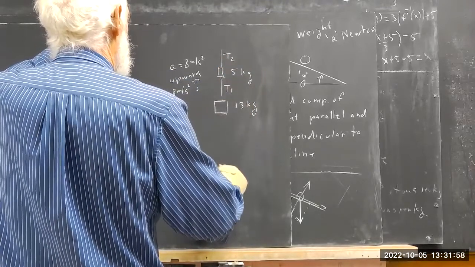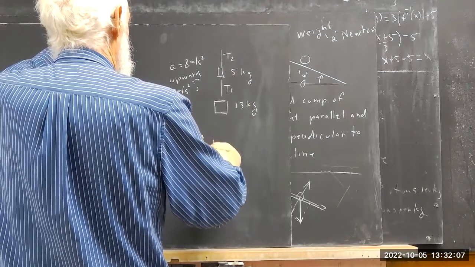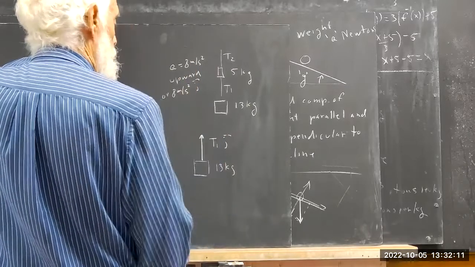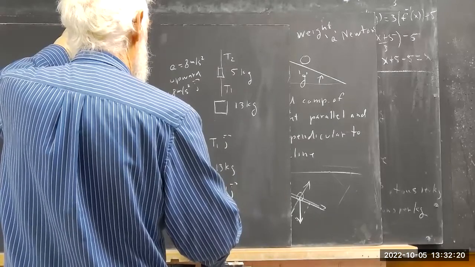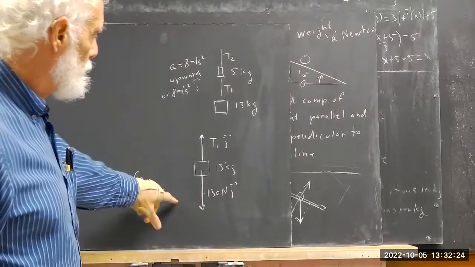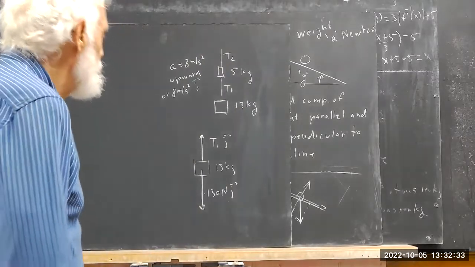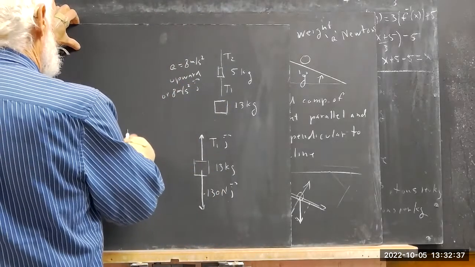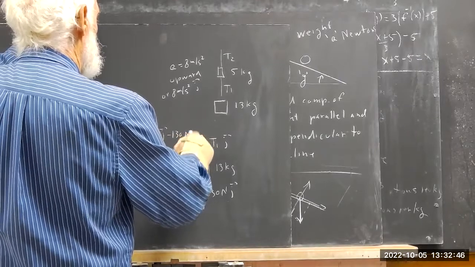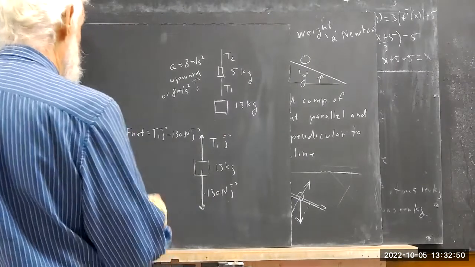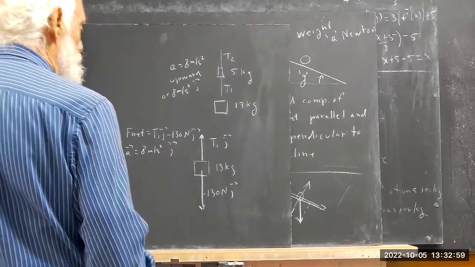A 13 kilogram object will then have T1 J acting upward and 130 newtons times J acting downward. That 130 newtons is automatic if we just use 10 meters per second squared, we multiply by the mass. There's the force. And then the acceleration is T1 J minus 130 newtons times J. The acceleration is 8 meters per second squared, that's the J vector.